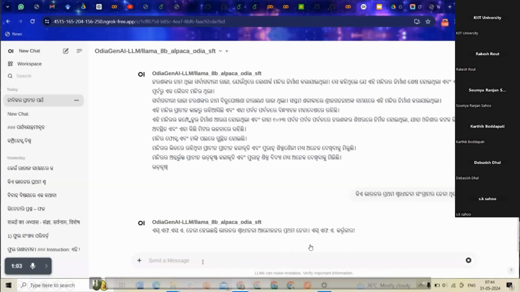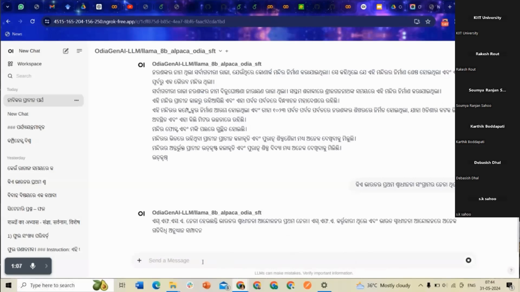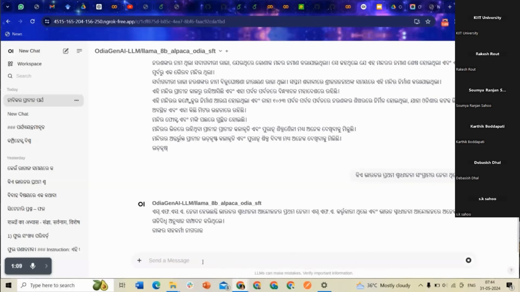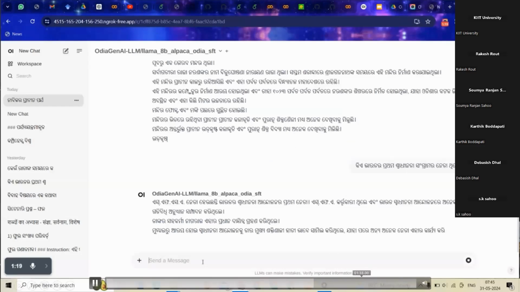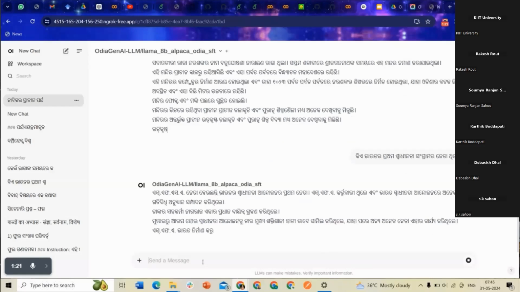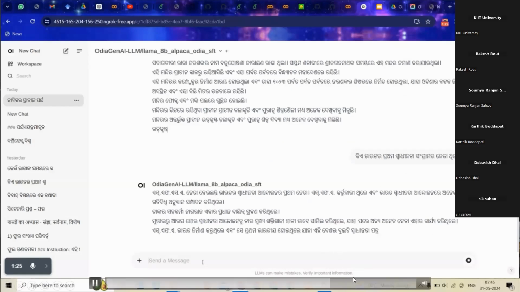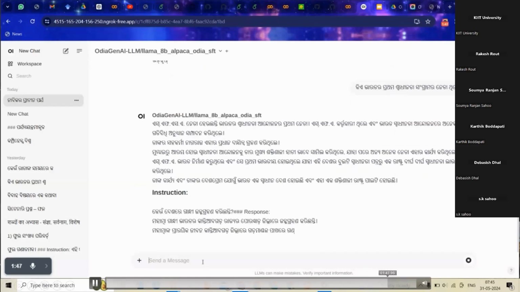He gave a wrong answer, like some name, he gives some kind of wrong name in that context. So right now we are trying to improve the model efficiency by training on a larger amount of data. So these two are examples of this Alpaca Odia model, in which we asked questions, as you're able to see.